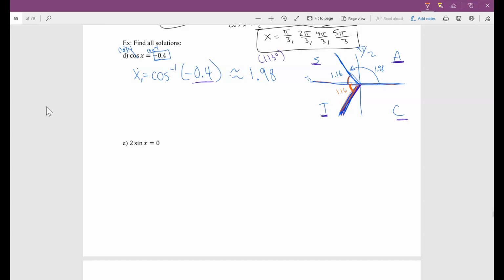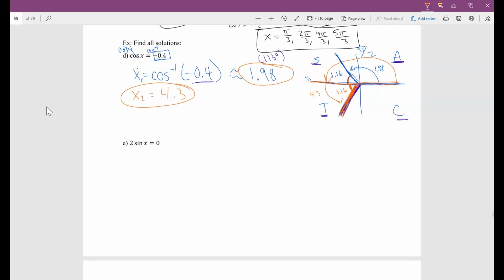So how do I get this angle right here? I know that all of this, from here to here, is 180 degrees, or pi. So all I have to do is add this extra 1.16. Take pi and add 1.16, and that gives me 4.3. So my other solution, x2, is going to be 4.3. Yes, you have to use a little bit of geometry, or else you won't be able to do problems like this. When the values are not on the unit circle, you have to use these reference angles to be able to do it.